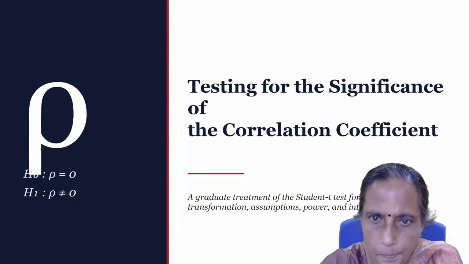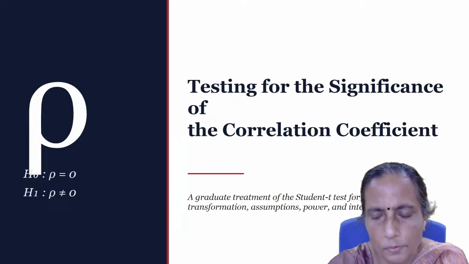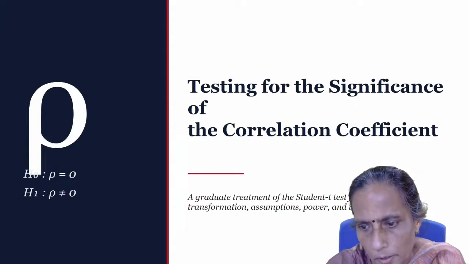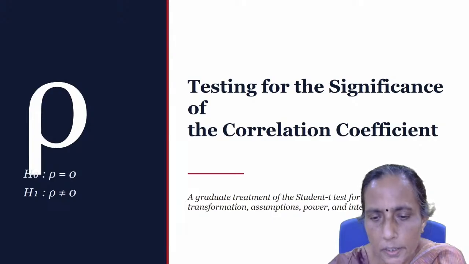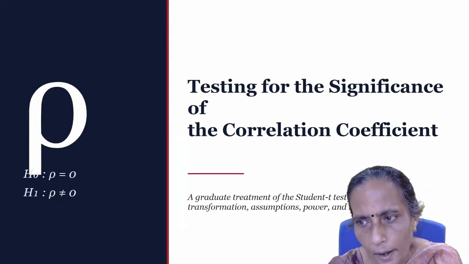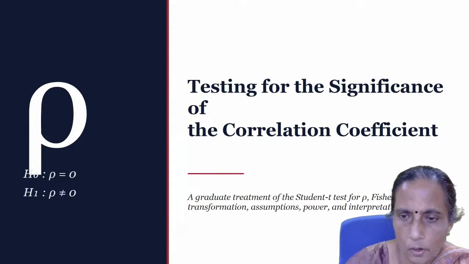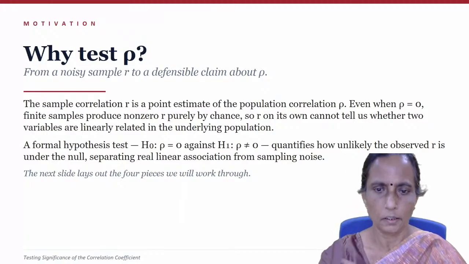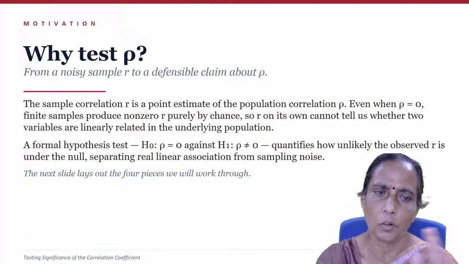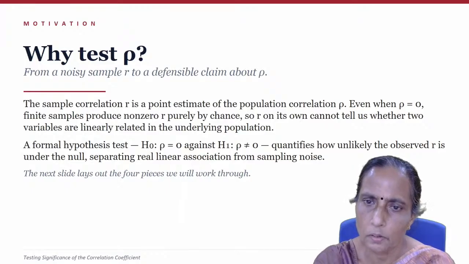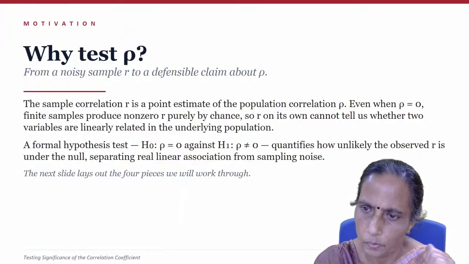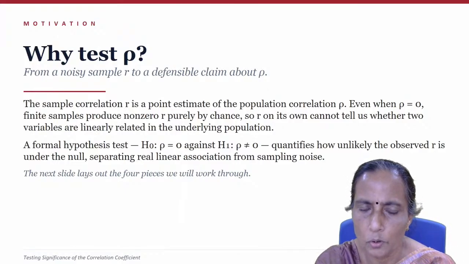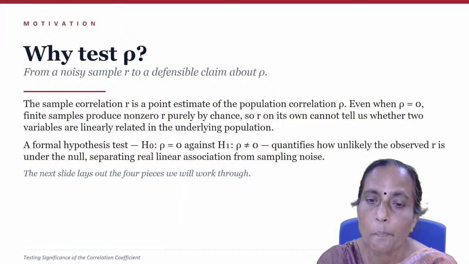The next topic is testing the significance of the correlation coefficient. It is a graduate treatment of the student's t-test for rho, Fisher's z transformation, assumptions, power, and interpretation. Why should we test the correlation coefficient? The sample correlation r is a point estimate of the population correlation rho. Even when rho is 0, finite samples produce a non-zero r purely by chance.